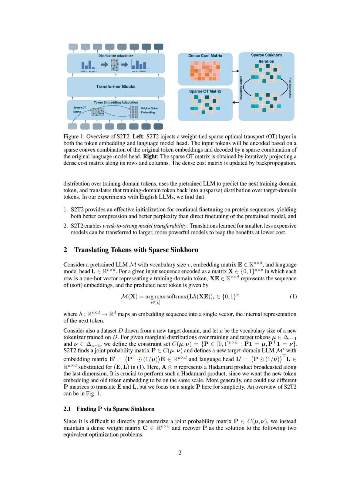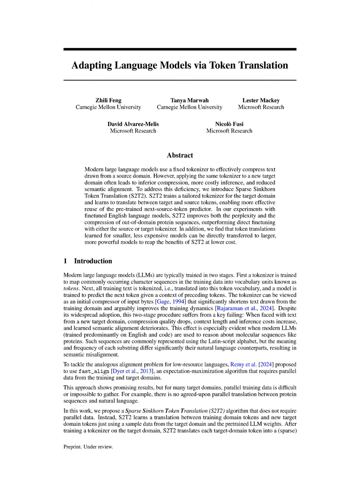Next, S2T2 constructs a joint probability matrix P that satisfies the constraints P1 equals mu and P^T 1 equals nu, which is achieved through an optimization process that utilizes a dense weight matrix C and applies a Sinkhorn-like algorithm to recover P. This joint probability matrix P is crucial as it translates target domain tokens into a sparse distribution over training domain tokens, allowing the model to leverage the pre-trained weights effectively.